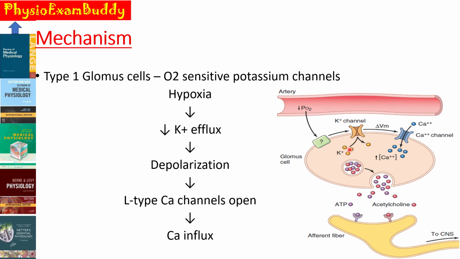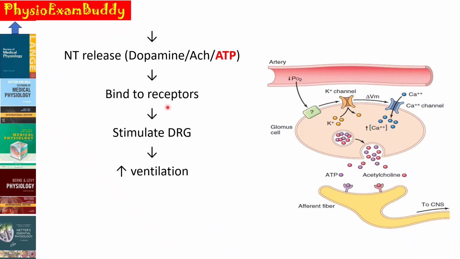This is the diagram you are supposed to draw along with the chemical regulation of respiration. So the depolarization of the glomus cell opens up the L-type calcium channels leading to calcium influx, and the calcium influx will trigger the release of the neurotransmitters from the granules which are present inside the glomus cell.